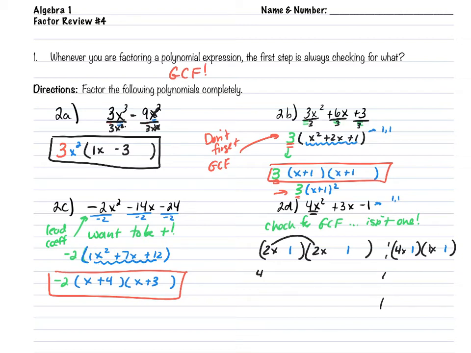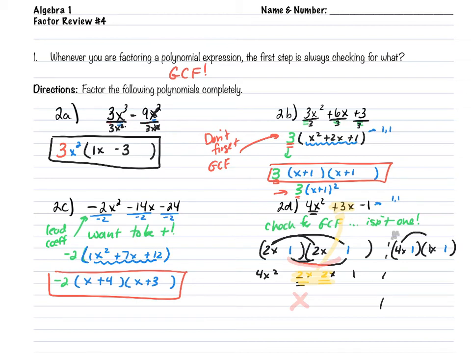If I look at the first one, if I just use my FOIL method to check, 2x times 2x is of course 4x squared. 2x times that 1 would create some group of 2x's. Continuing my distribution, I'd get another group of 2x's, and at the end 1 times 1 would be a 1. Now my signs are missing here, but if I looked at 2x's and 2x's, there really is no way for those 2x's to ever combine to be 3x's. So what that tells me is this is not the way to do it, because if I switch the 1 and the 1, I'm going to get the same answer.